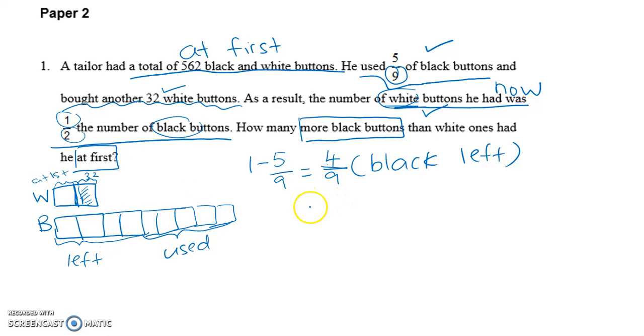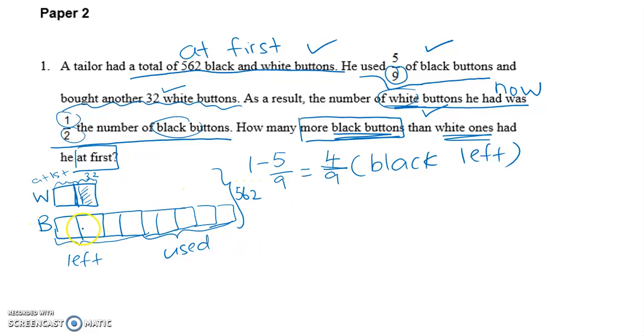The next information we know is that at first there is a total of 562. So we know all this information now. We want to find how many more black buttons than white ones he had at first. To do that, I need to find how many black ones first, and then how many white ones first. We know that this whole thing here is 562.